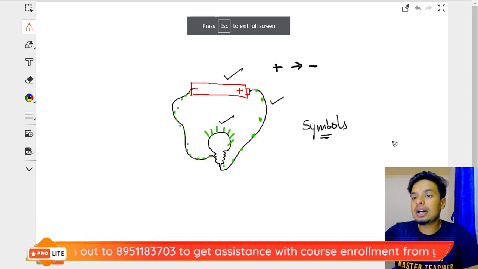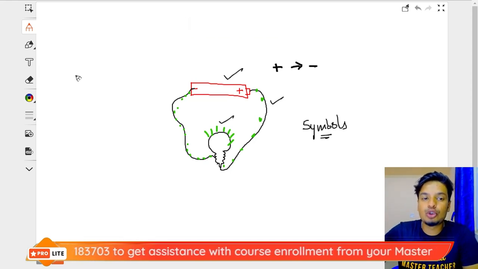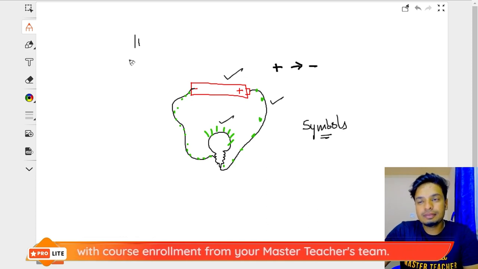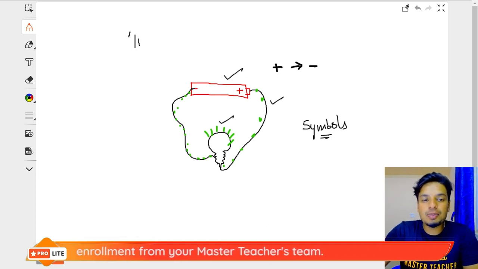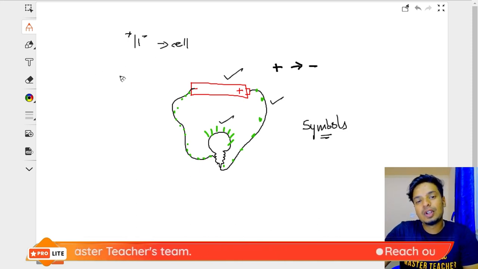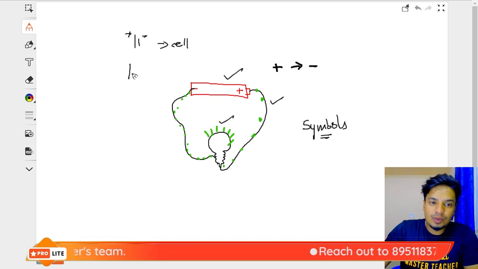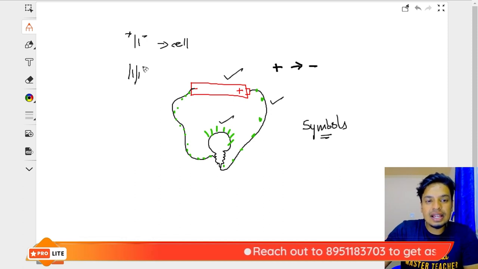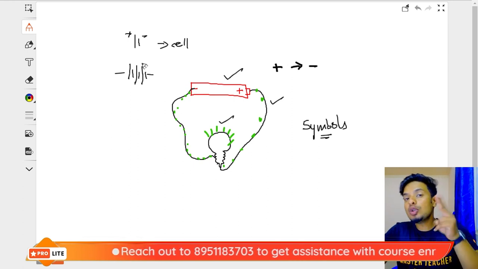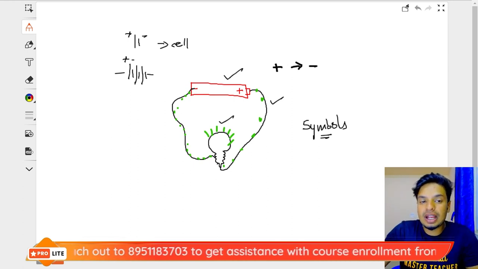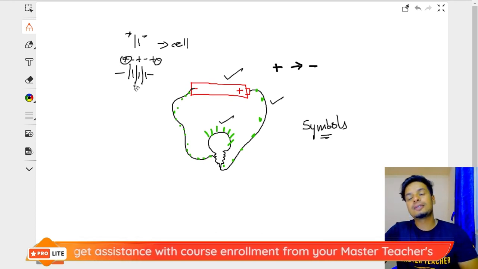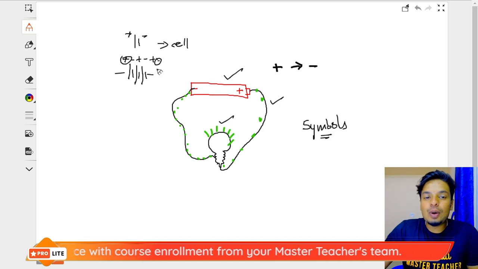So how does a cell look like? For example, if you have to draw a cell, it is nothing but one long line and one short line. The longer line indicates positive, the shorter line indicates negative. This is a cell. What if I need a battery? One cell, the second cell, the third cell. Always remember the opposite poles should be connected. Positive, negative, positive, negative, positive, negative. On one side we have negative, on one side we have positive. This is what? Battery, guys.